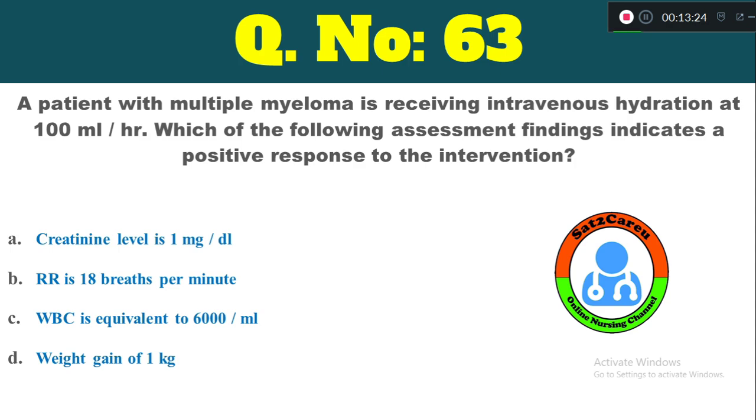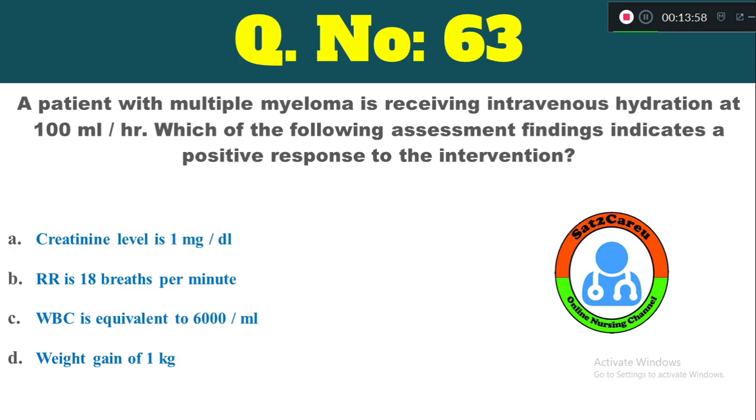Question number 63. A patient with multiple myeloma is receiving intravenous hydration at 100 ml per hour. Which of the following assessment findings indicates a positive response to the intervention? Option A, creatinine level is 1 milligram per deciliter. Option B, respiratory rate is 18 breaths per minute. Option C, white blood cell count is 6000 per ml. Option D, weight gain of 1 kilogram.